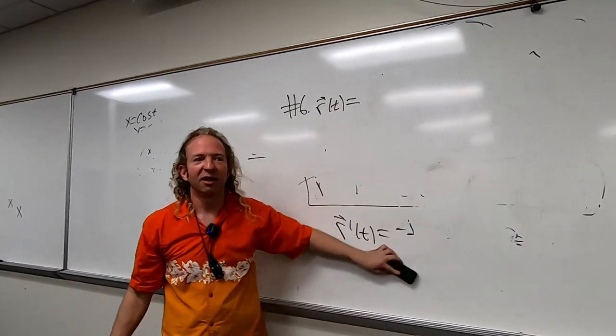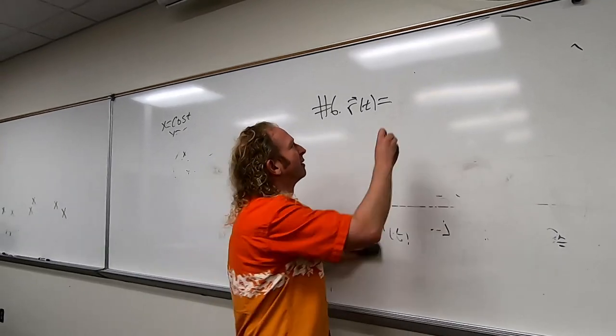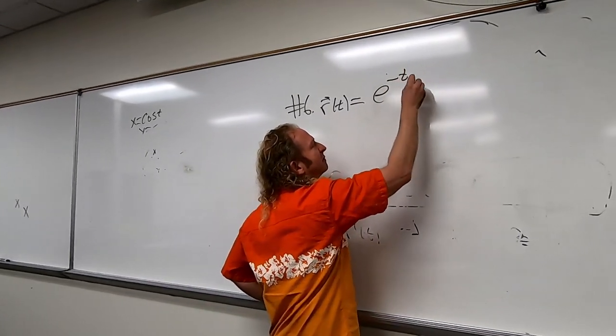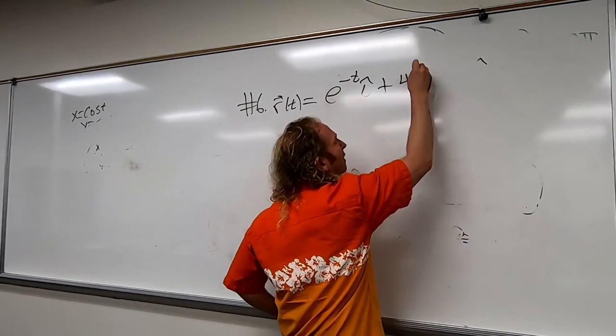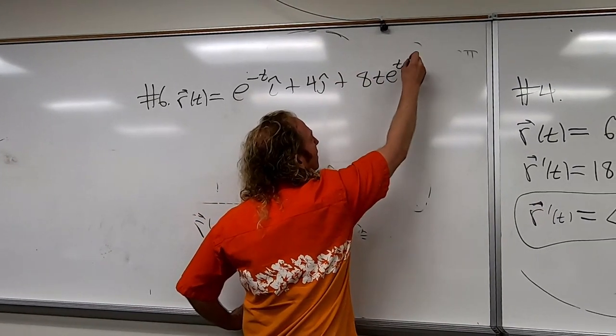R of t. Six. Did you say six? Yeah, six. e to the negative t i hat plus 4 j hat plus 8t e to the t k hat. This? Yep. Perfect. Thank you.